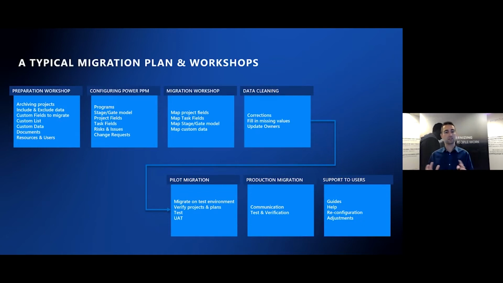Then we set aside time to actually configure Power PPM to your specific needs. And we start our migration workshops where we map everything out, saying that this field in Project Online is mapped to this field in Power PPM. This is also the step where we do some data cleaning and corrections on data that has maybe been a text value before. We want to migrate it into a lookup value. Then we start a pilot migration, and if everything goes well in the UAT, we'll move it into production and start our communication towards the end users. And the last step is, of course, to support the end users.